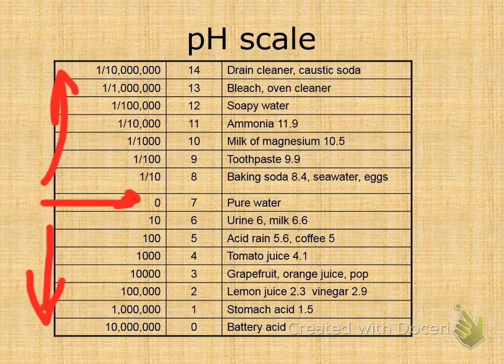Stomach acid, 1.5. Very, very acidic. If you put stomach acid on your hand, it will burn through your hand. Okay. Then we have battery acid. Very powerful stuff. If you're going to jump a battery to get your battery started, you put the cables on and then you back away, a long way away. Because if that battery blows up, you're going to be toast.